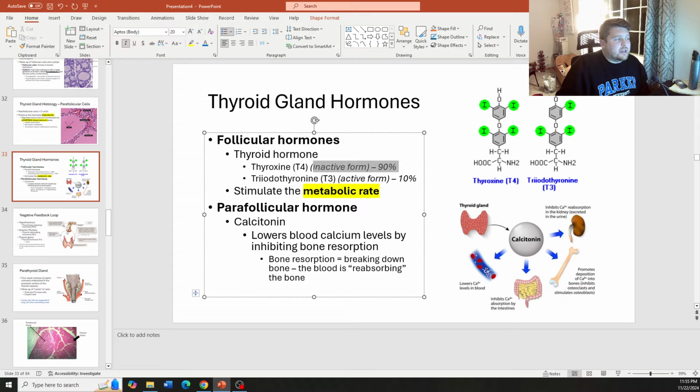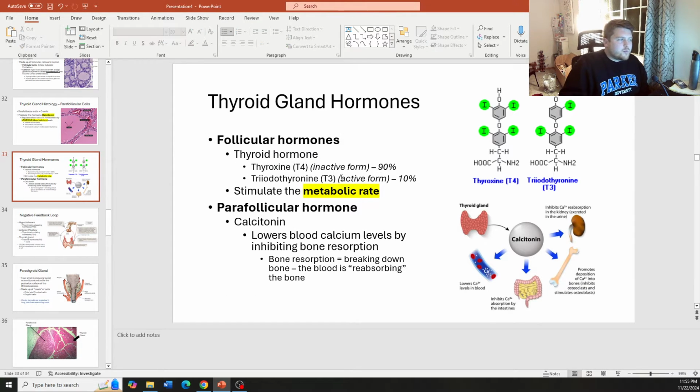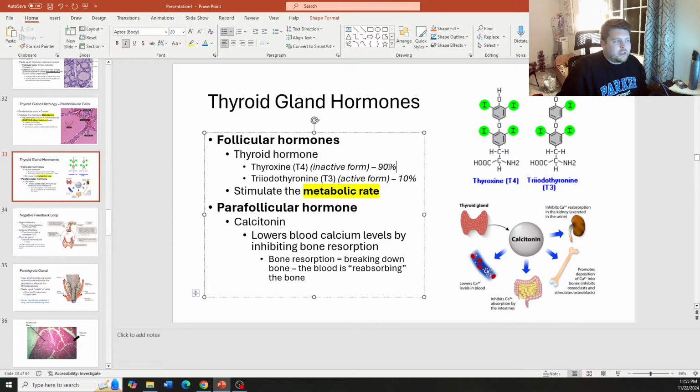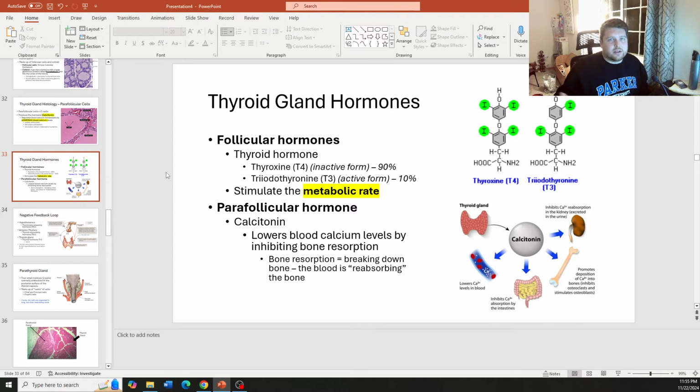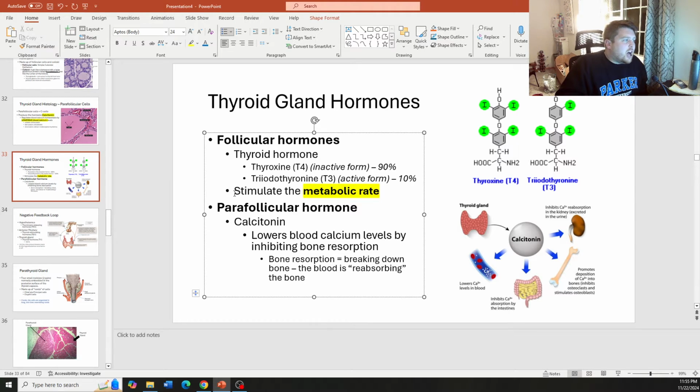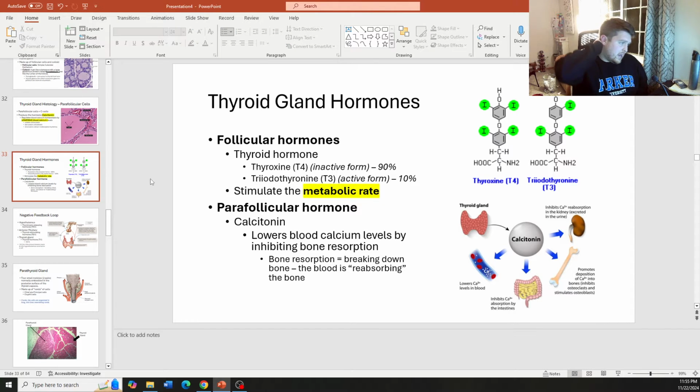We do this because the T4 form is actually more stable. And so what we do is we send it off to the cells, whatever cells it needs to work on. And then inside of those cells, it can turn it from T4 into T3. And the job of thyroid hormone is to stimulate the metabolic rate.